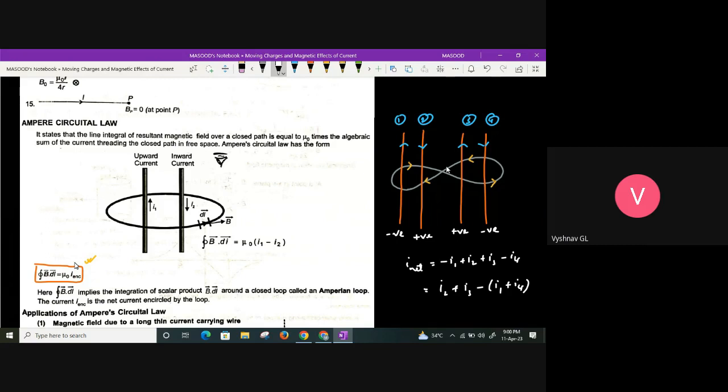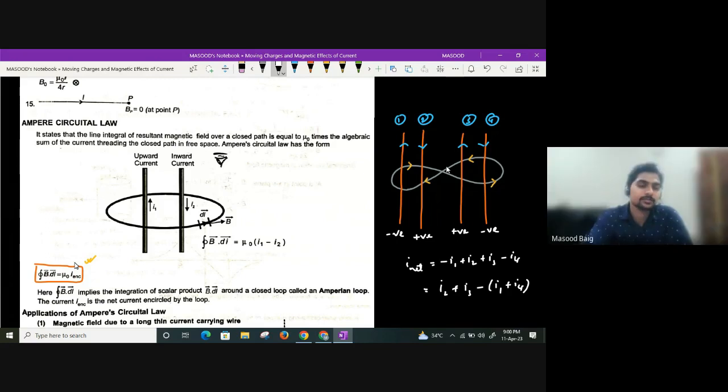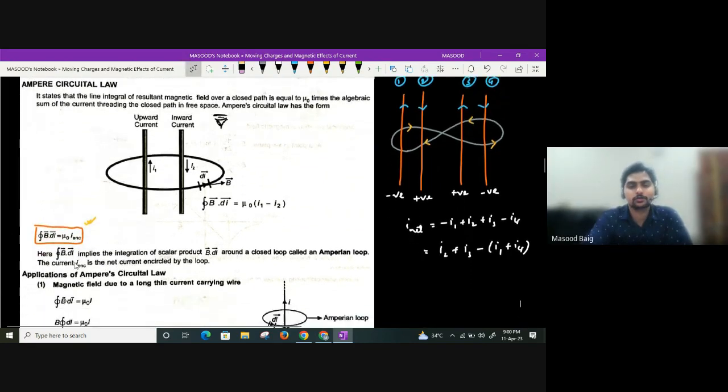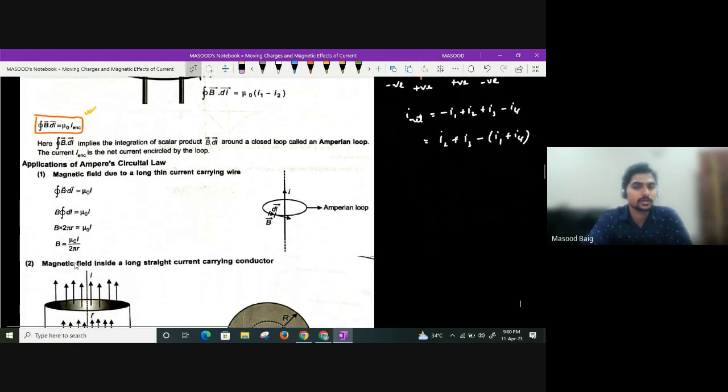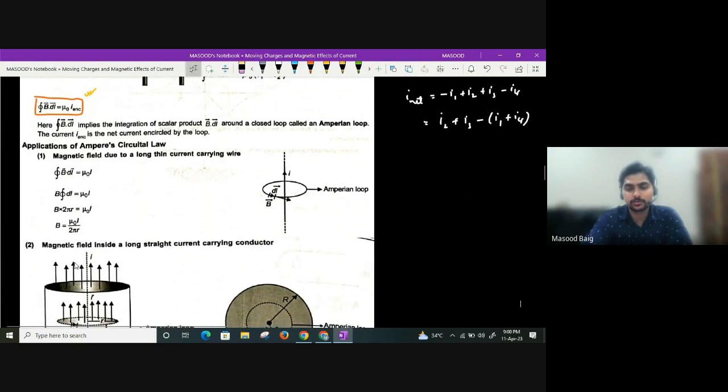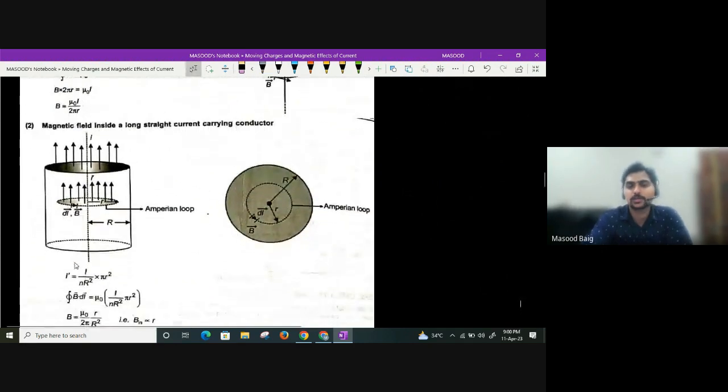Yes. Now we have different applications of Ampere's circuit law, although they are not that essential, guys, for a long current carrying wire, where we know the field is mu naught I by 2 pi r again, so I'm not using that. This is very important.